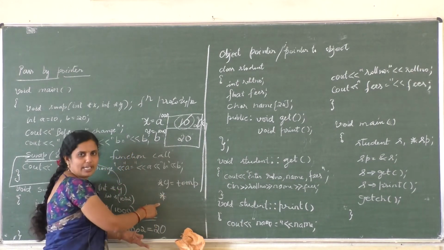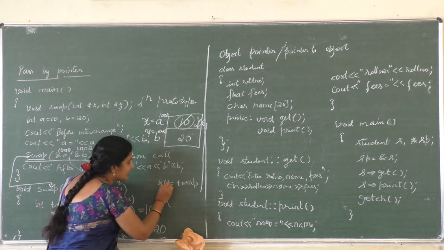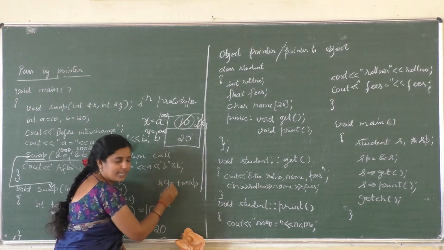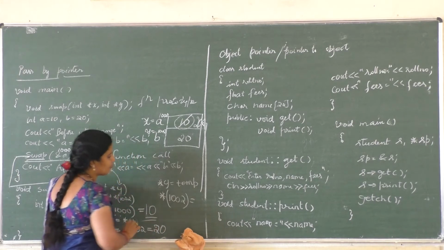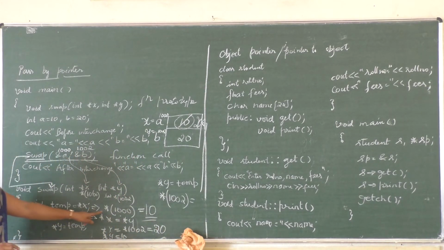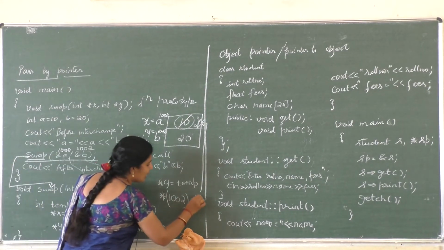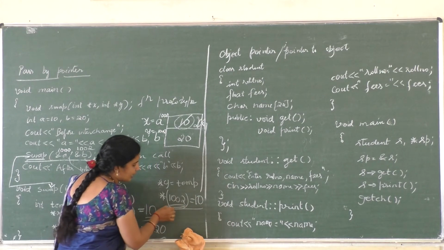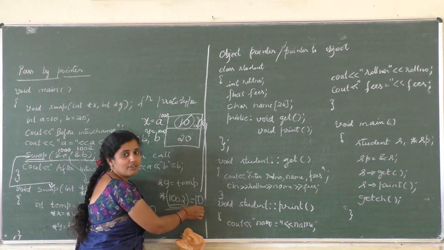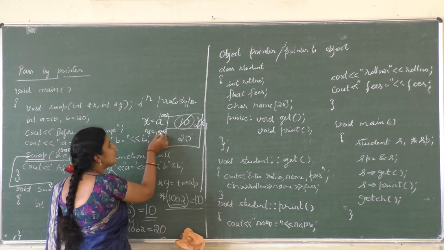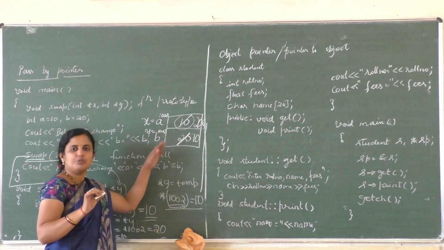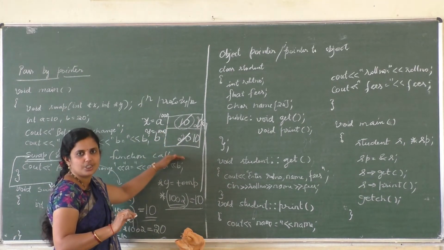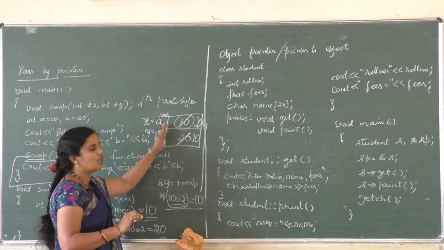Star means value. The value stored in Y. Y how much? 1002 must be equal to temp. What is temp? Temp is equal to 10. So we have the 1002 memory location must have a value 10. Can you make out the value got changed?